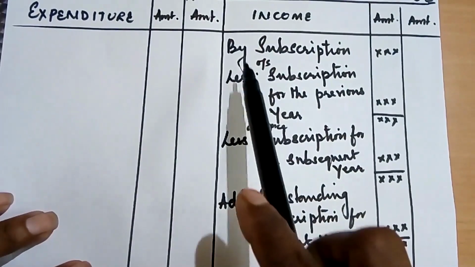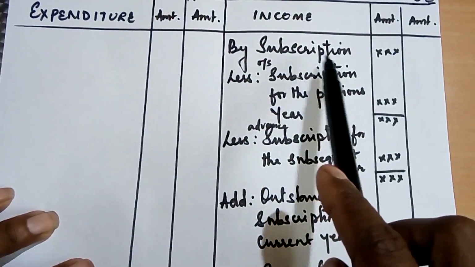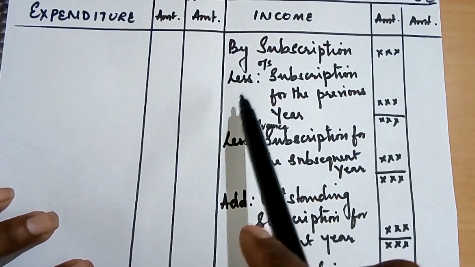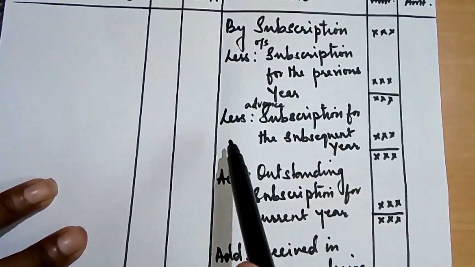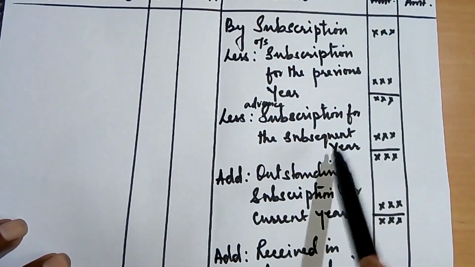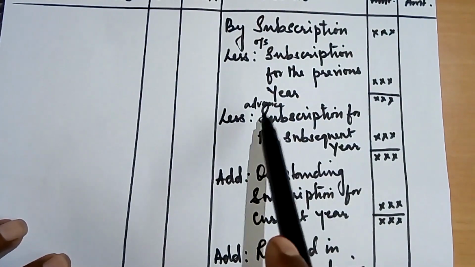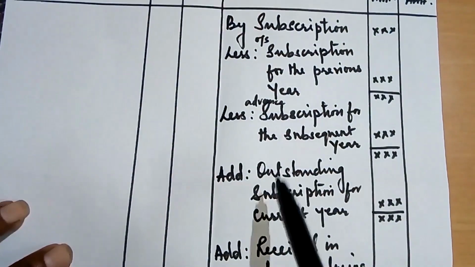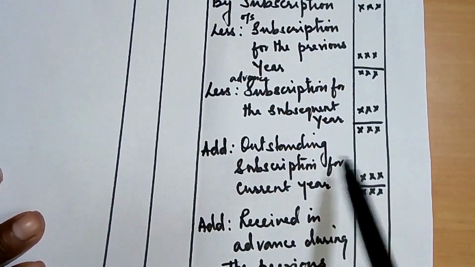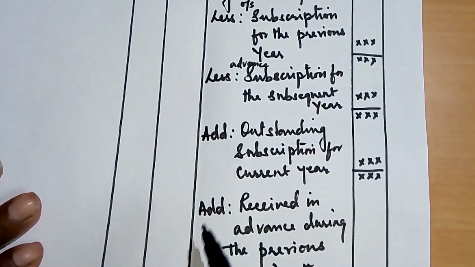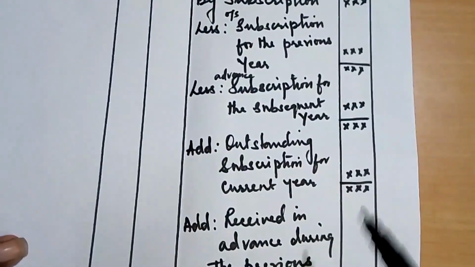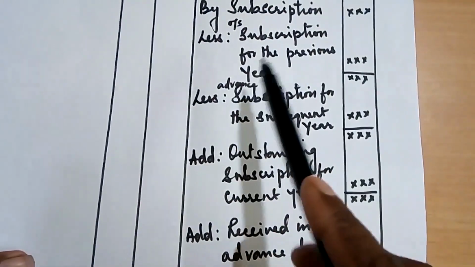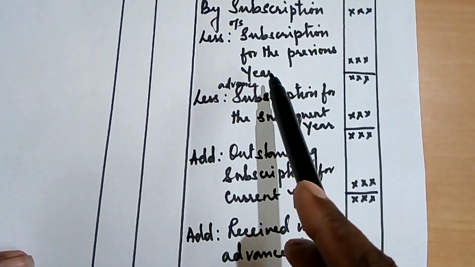On top, we write by subscription. Then less outstanding subscription for the previous year. Then we deduct the subscription for the subsequent year, the next year's subscription you have to minus, so it is actually advance. Then add outstanding subscription for the current year. Then you add received in advance during the previous year for the current year. Now what is outstanding subscription for the previous year?